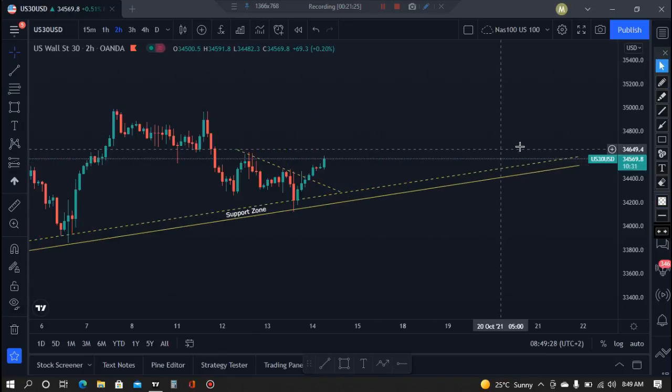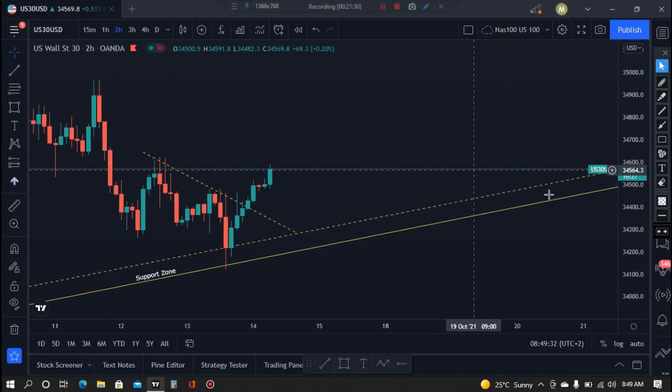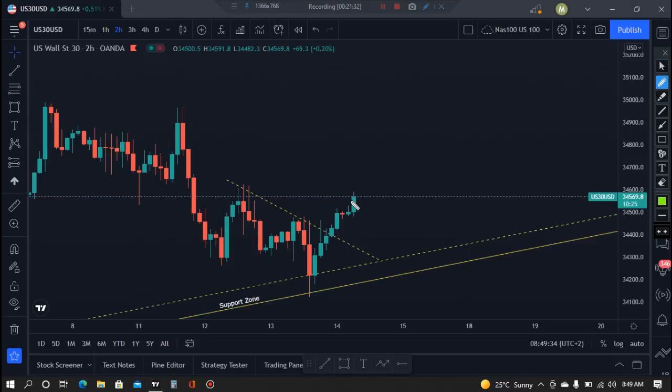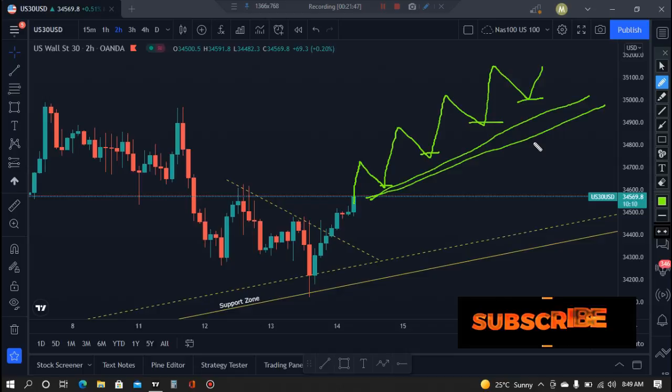What are we going to see? We might see something like, let me show you. It won't be a retest. We might see something like this. It's not a retest, but we're going to have some nice trading around this area. If the market starts to create that, we're going to have some nice trades.